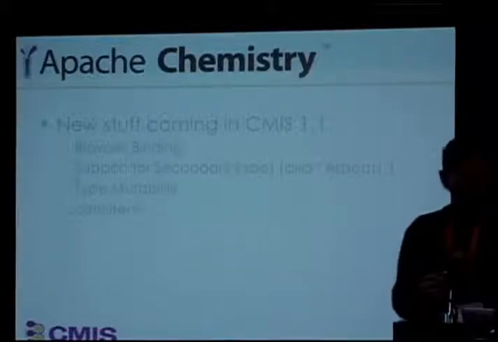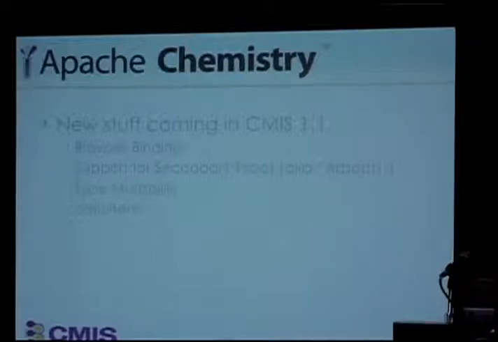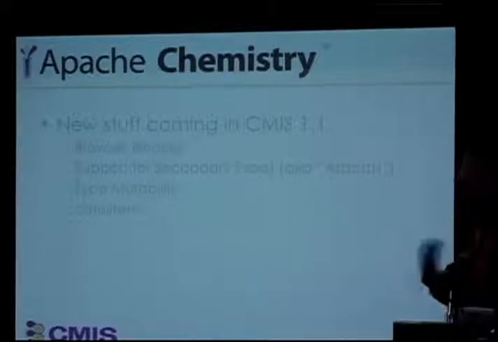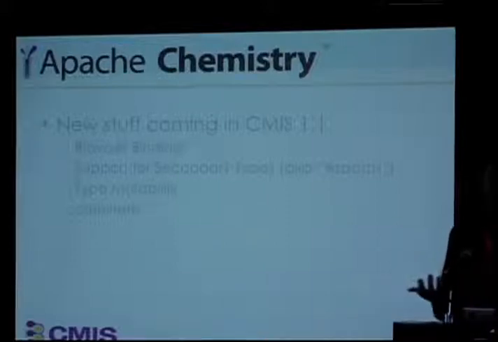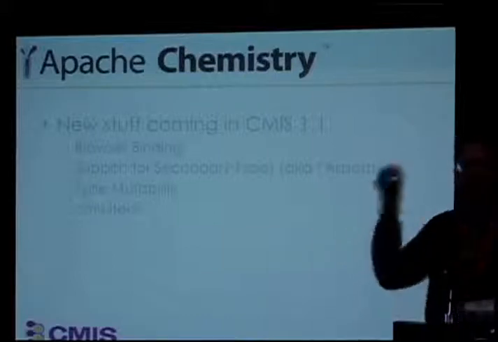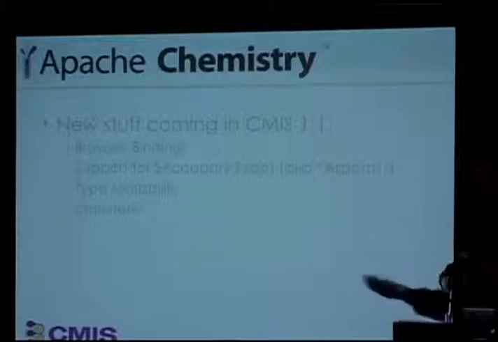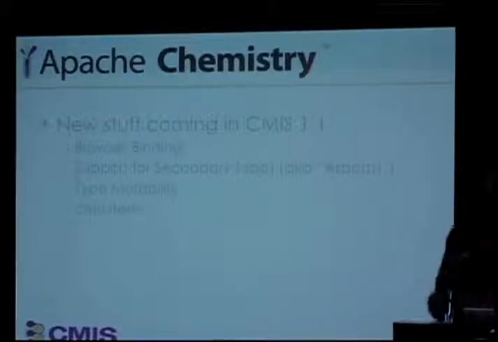The next thing that's coming in 1.1, which I think is cool, is support for aspects. The spec calls these secondary types. And in Alfresco, we call those aspects, which is just a way of taking a collection of properties and sort of dropping them onto an object. That collection of properties is called a secondary type. So for a lot of people who use CMIS to talk to Alfresco, secondary type support is important. And as someone who works for Alfresco, I'm excited about that one.